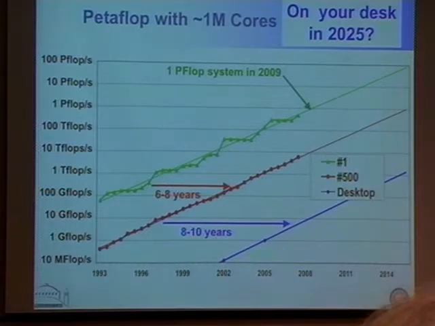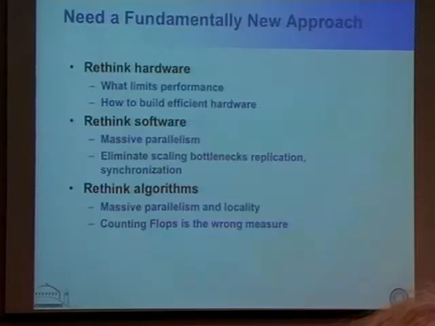The other one being, can we program something with on the order of 1 million cores for applications that are of broad enough interest to people that they will actually want to use 100,000 to 1 million cores? So I think we need a fundamentally new approach to thinking about this problem of computing in general.